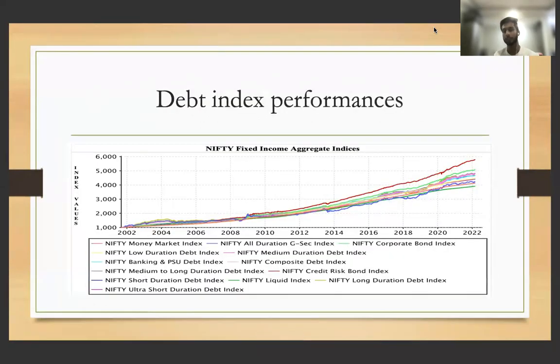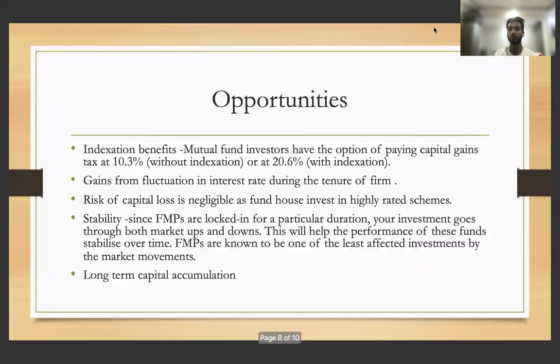Debt indices, as we have seen in the previous slide, you can make out the performances. So the outperformers are the Nifty ultra short duration debt funds, and the Nifty low duration debt index has been a moderate performer over the years.